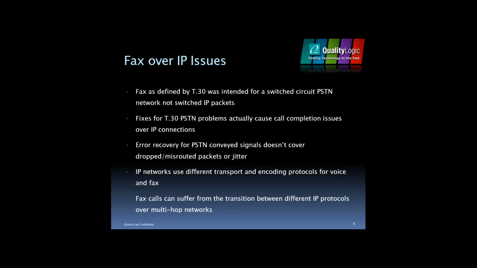IP networks use various transport and encoding protocols to try and get around this. The other issue that tends to come into play with fax going over the IP network is the fact that many IP networks do multi-hop arrangements. They will go from one of these protocols to another in the process of sending a fax, and transition between protocols is one of the places where the issues tend to appear.